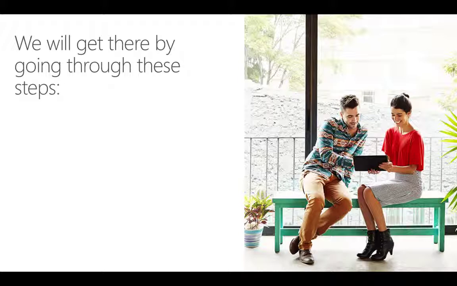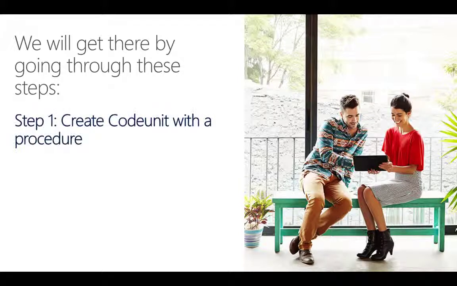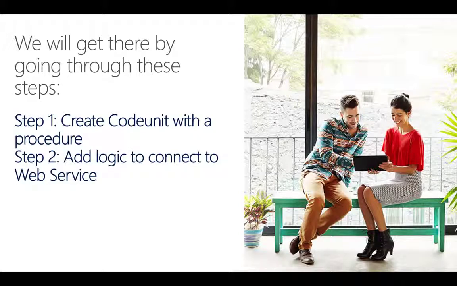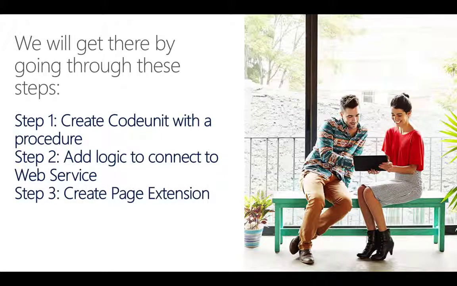To accomplish our goal, we will go through 4 easy steps. Web service calls are usually contained within code unit objects. In step 1, I will show you how to create a new code unit object and to use a snippet to add a procedure to this new code unit. In step 2, I will show you the elements that are part of programming a web service call. To use the web service, we will extend the Dynamics 365 currency list functionality. So in step 3, I will show you how to create a page extension. And finally, we will add an action to the page extension that calls the procedure in our new code unit.